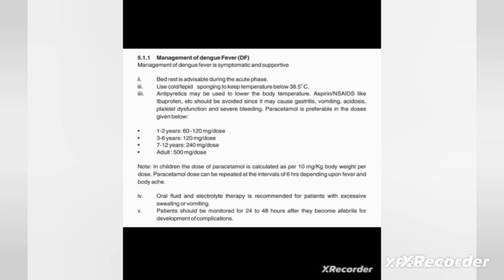And the dosage will be, for 1 to 2 years, 60 to 120 mg per dose, 3 to 6 years 120 mg per dose, 7 to 12 years 240 mg per dose, adult 500 mg per dose. So that is the dose of antipyretics.